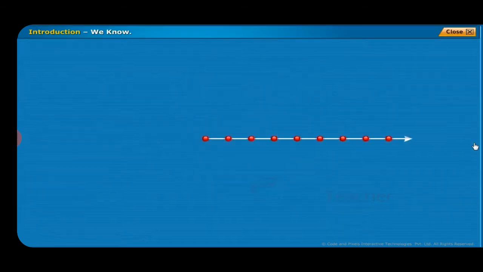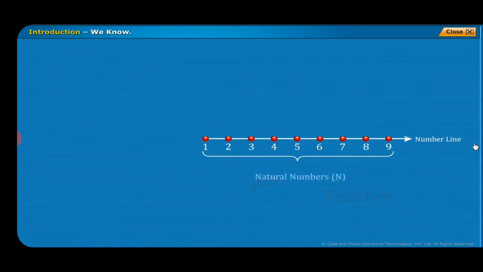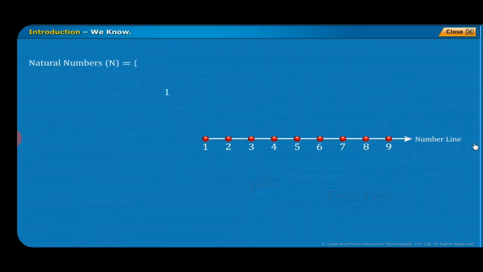We learned from previous classes that natural numbers are the set of numbers which start from 1. They are denoted by N. Example, N is equal to 1, 2, 3, and so on.